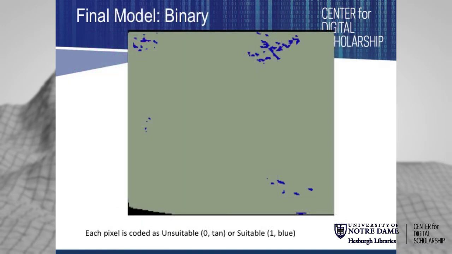This is our final model if we just use either suitable or unsuitable. We have not a lot of areas. You can see them in blue here. There's some little spots in the north and some little spots in the south and the west. And the overwhelming area is not suitable in one of the three characteristics.